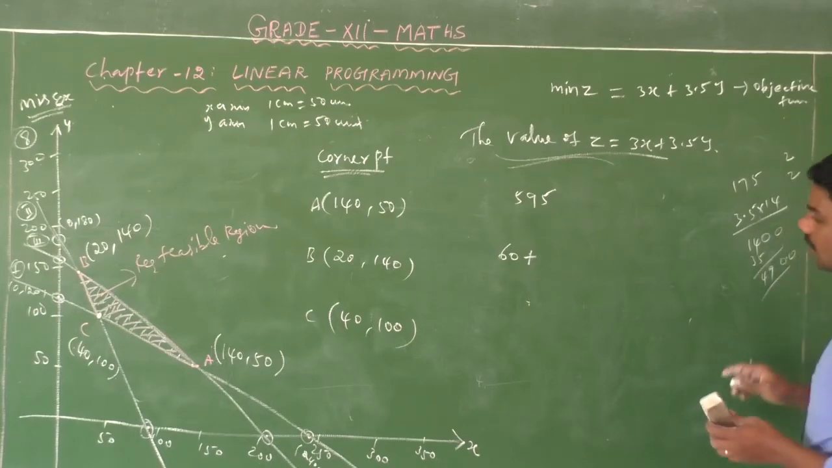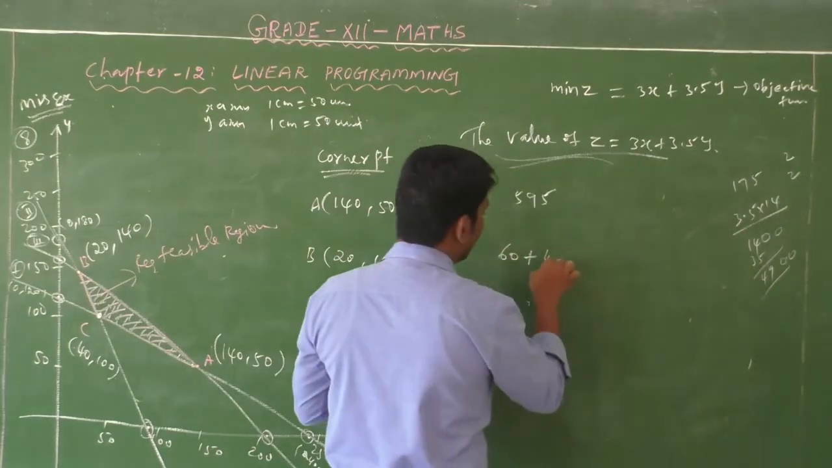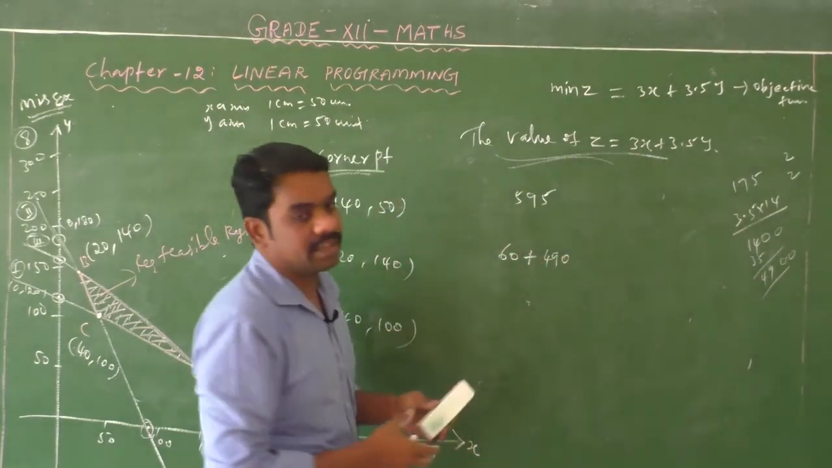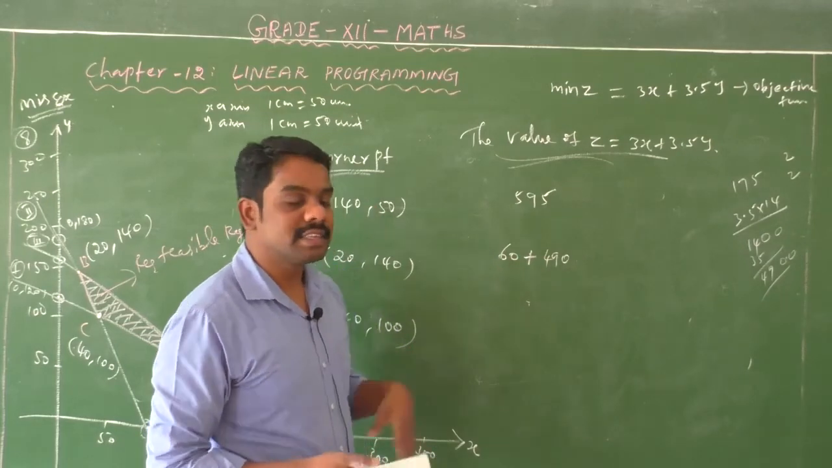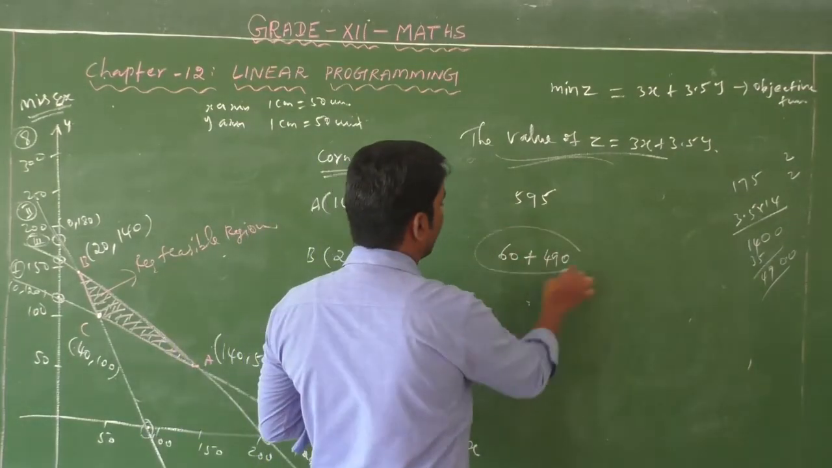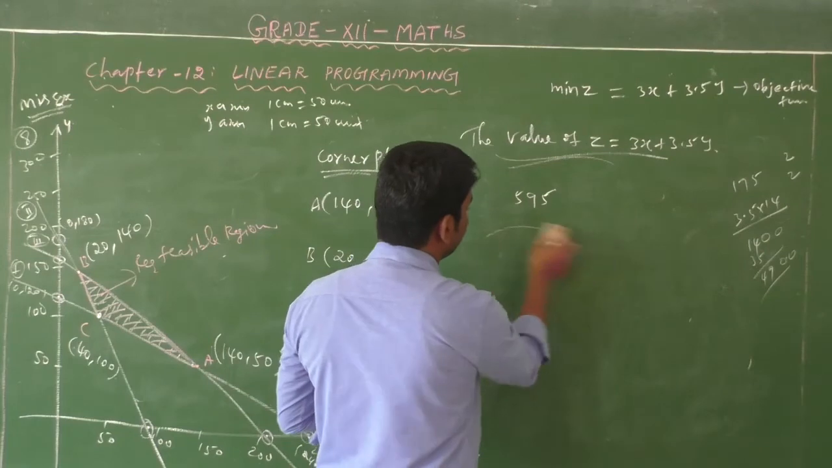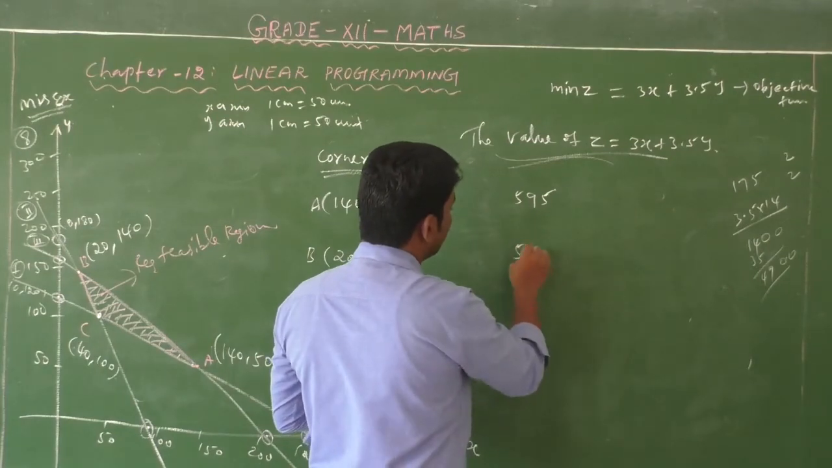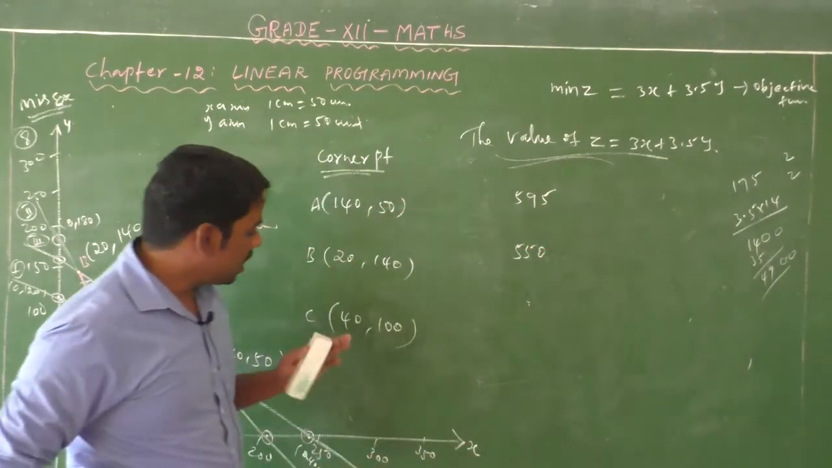Right. Answer 490. So 490 plus 60 is equal to 550. Next, last one, point C.